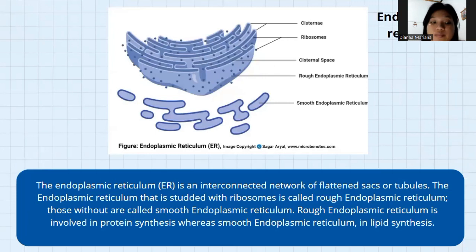Endoplasmic reticulum. The endoplasmic reticulum (ER) is an interconnected network of flattened sacs or tubules. The endoplasmic reticulum that is studded with ribosomes is called rough endoplasmic reticulum. Those without are called smooth endoplasmic reticulum. Rough endoplasmic reticulum is involved in protein synthesis, whereas smooth endoplasmic reticulum in lipid synthesis.